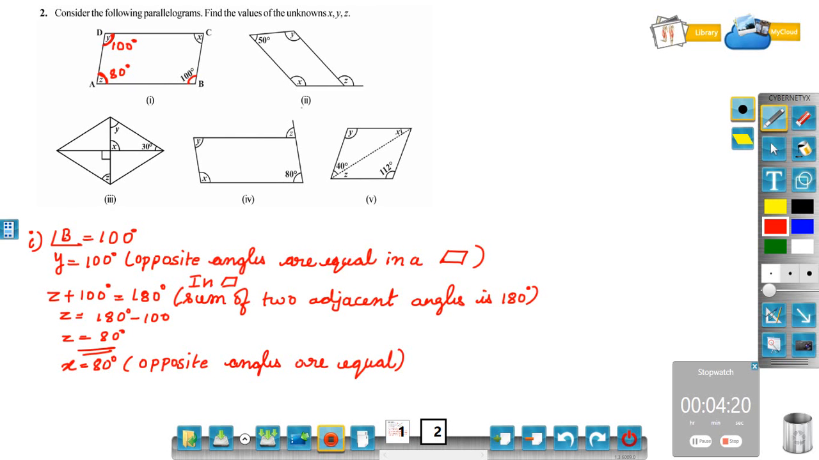Now look at the second figure. Here you have to find the measure of Y, measure of X and measure of Z. Now 50 plus Y. I will do this in next page.